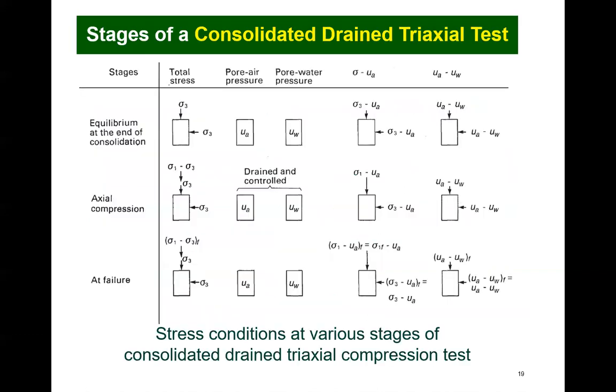The control stresses for various stages of a consolidated drain triaxial test are illustrated in this slide. The stress state can be calculated when equilibrium conditions are established and then followed as axial compression is applied. Failure conditions are selected in accordance with the designated failure criteria.